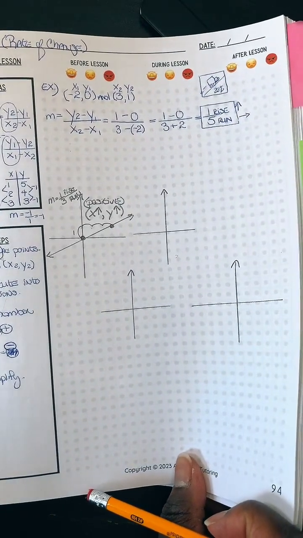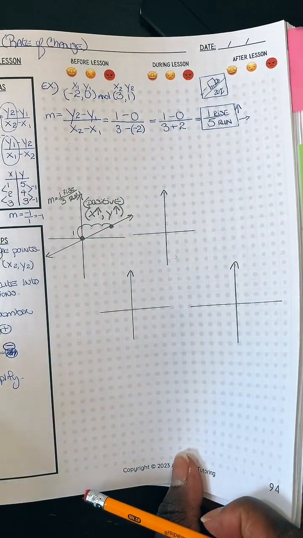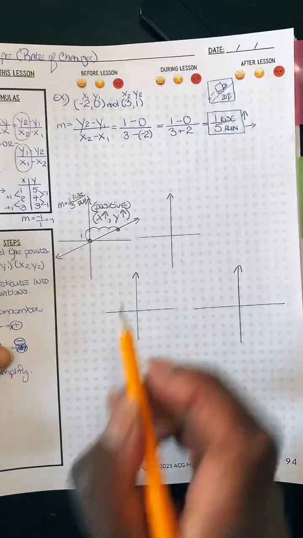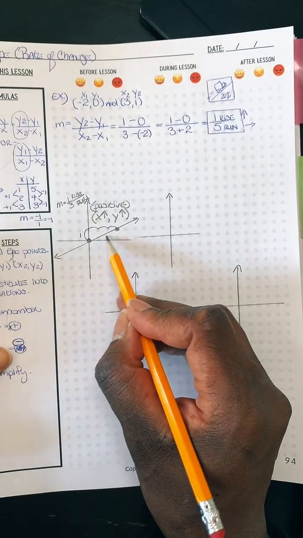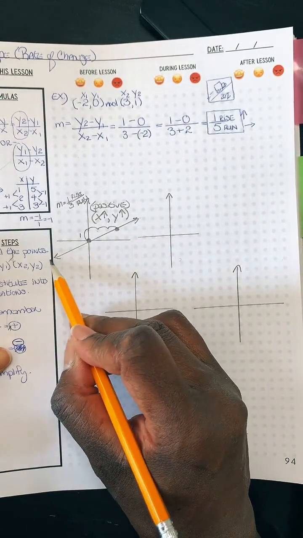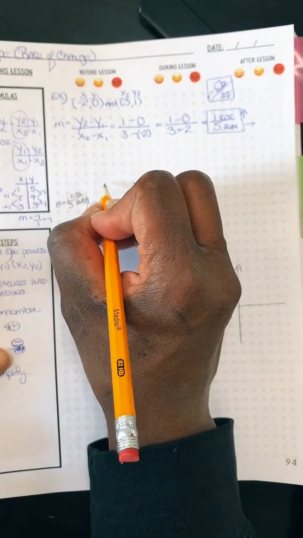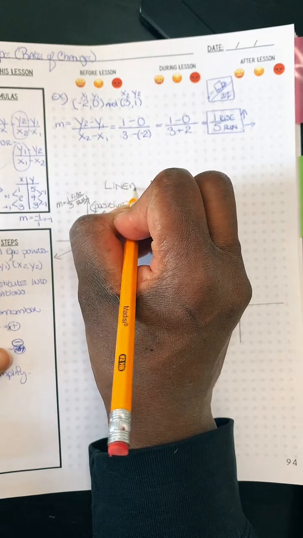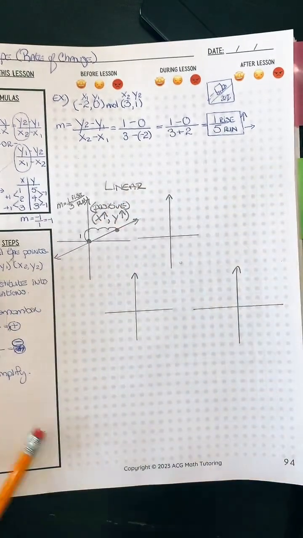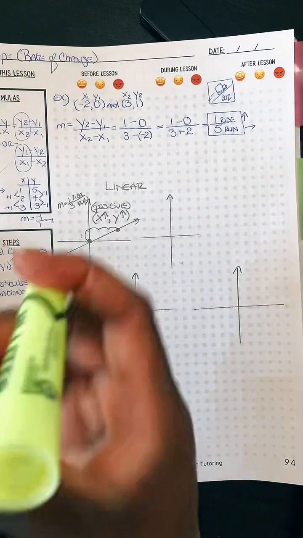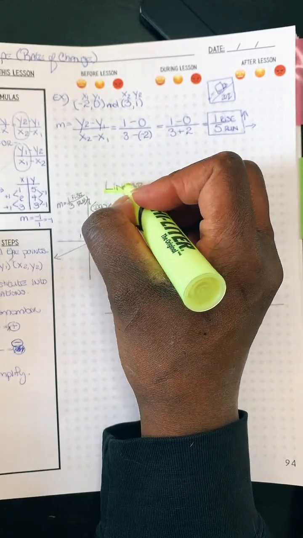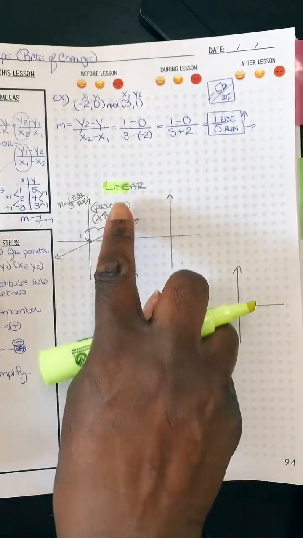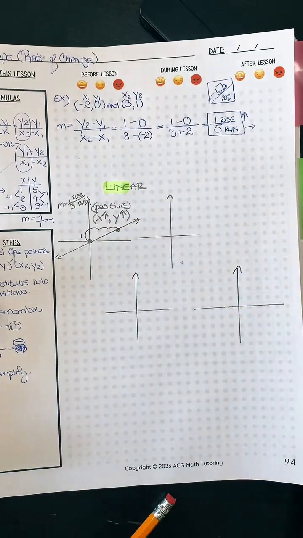Okay, slopes are used for linear equations. Yes, Leanne, good. And the reason why is that it's giving me a straight line. Anything that's giving me a straight line is linear. So if you think of the word linear, it actually has the word line in it.